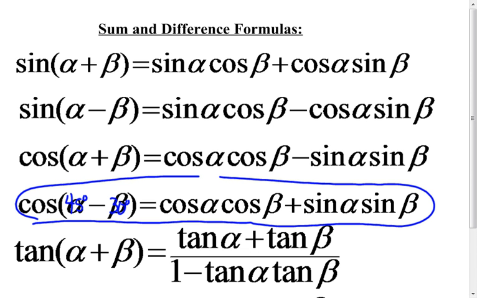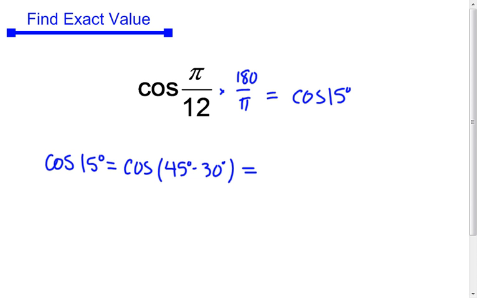So I'm going to use the other side of the equation, and wherever I see alpha, I'm going to put 45. And wherever I see beta, I am going to put 30. And so then I'm going to use that formula right there. Okay, so it'll turn into this: cosine at 45, cosine at 30, plus sine at 45, sine at 30.